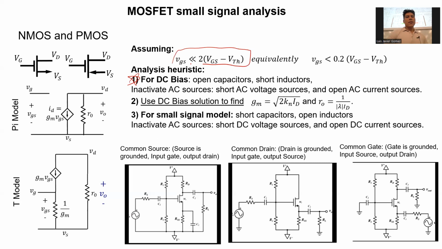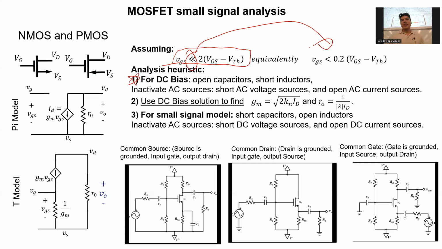One is that little vgs has to be much less than 2 times (VGS minus V threshold). We typically assume much smaller really means 10 times smaller. So that's just the engineering factor that people decided, that much smaller means 10 times smaller. That's just that.